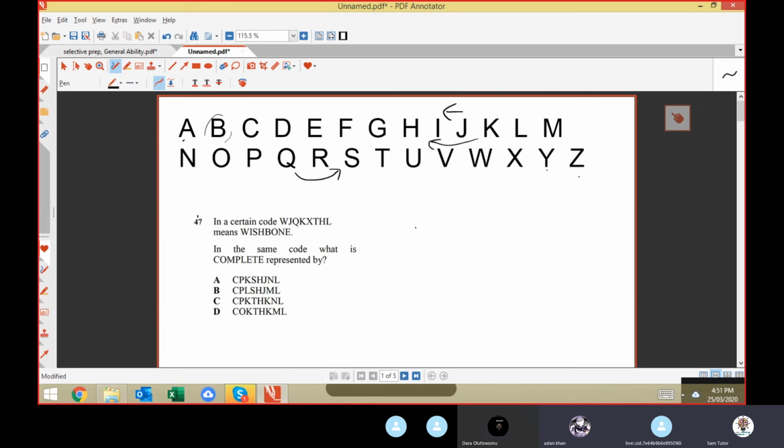So it's okay. Wait, don't forget, this is a code to English, right? Yeah. Now we're doing English to code. So you've got to be careful. So what I would do is do it like this.